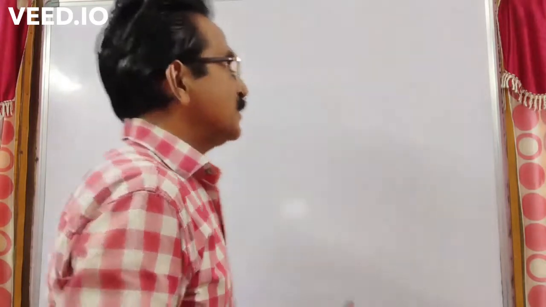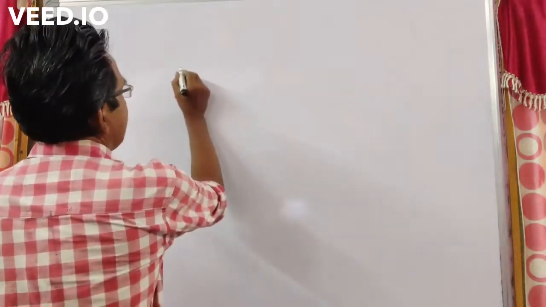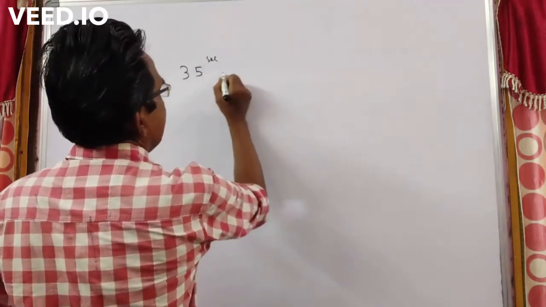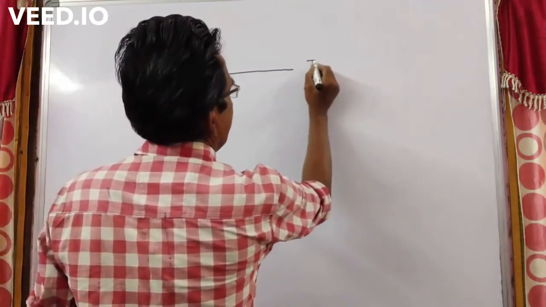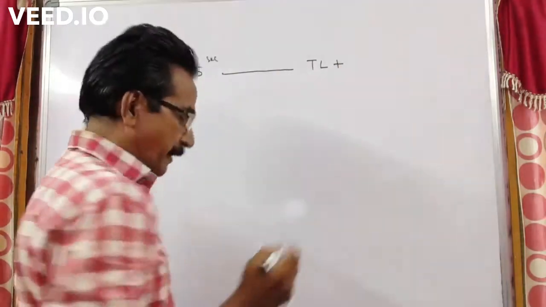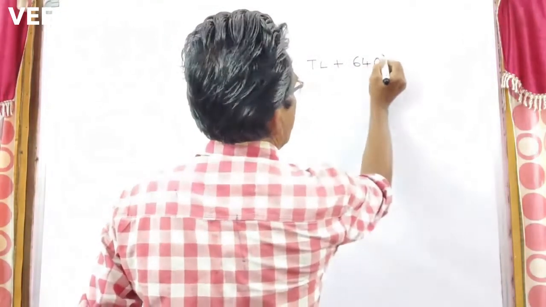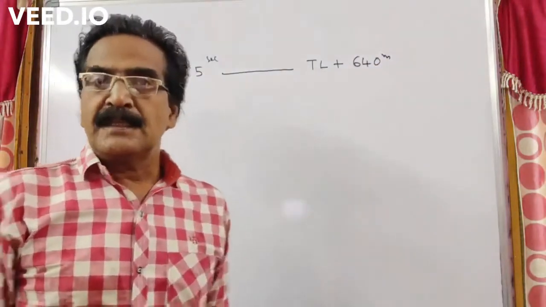A moving train crosses a man standing on a platform and a bridge 640 meters long in 15 seconds and 35 seconds respectively. So in 35 seconds the train travels the train length plus the bridge of 640 meters.